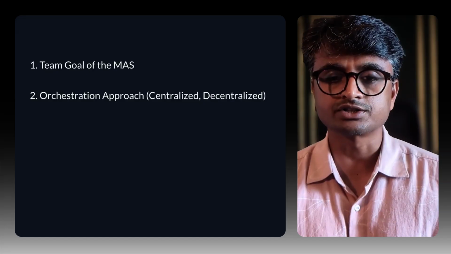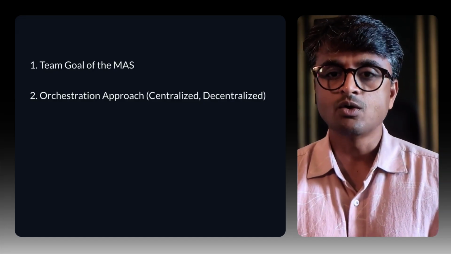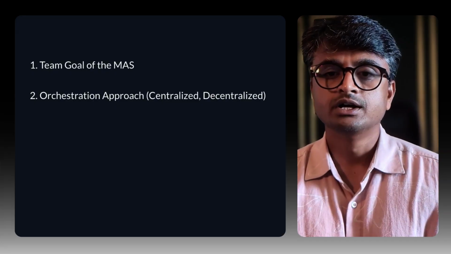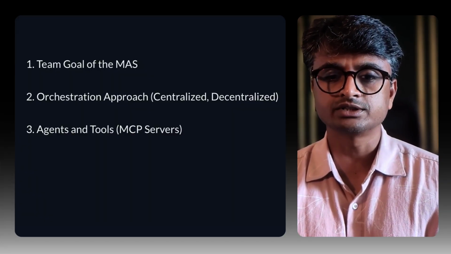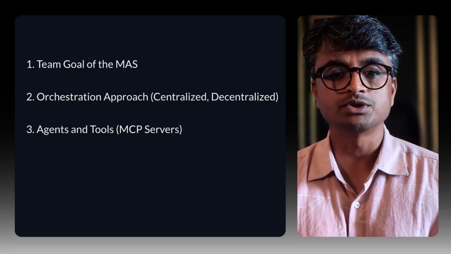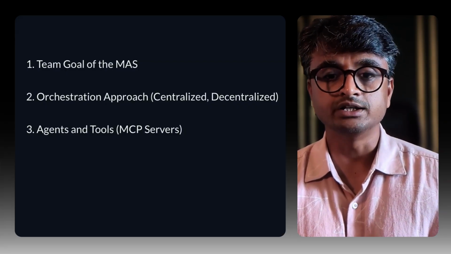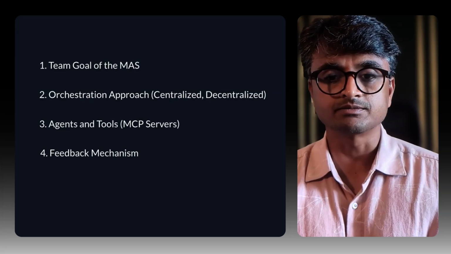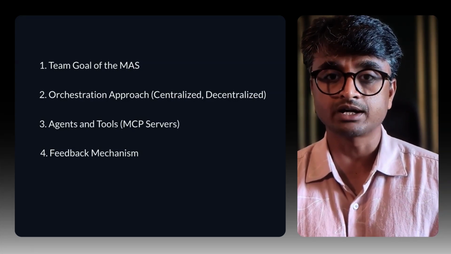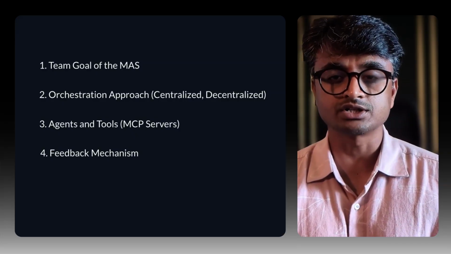Once you have the orchestration approach, you can decide what agents you need and define their goals and backgrounds. As you do this, you will identify the tools that each agent will interact with and create those interaction points, which could be using MCP servers. Finally, you will create a feedback mechanism so that the agents can learn from their prior work through feedback and adapt new strategies. At this point, I hope you have a good understanding of how you should think about designing a multi-agent system.